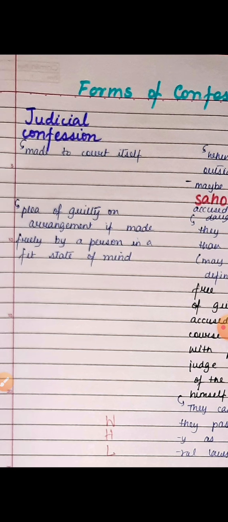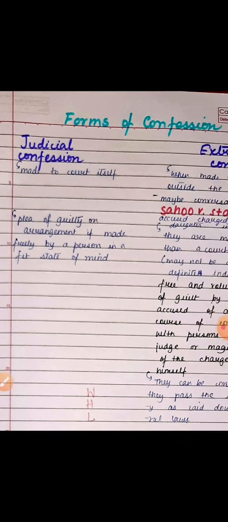Then, judicial confession is made to the court itself. As I said, it's a plea of guilty on arraignment if made freely and voluntarily by a person in a fit state of mind. That's it. There is nothing else in the chapter. And I will do the boxes once I complete all the chapters.